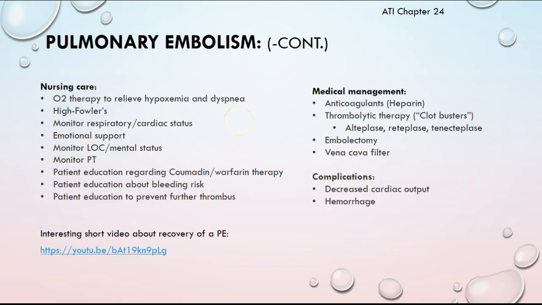Nursing care, if somebody's suspected of having a pulmonary embolism, there really is a high rate of mortality, but some people have actually survived from these, okay? So O2 therapy, high Fowler's, monitor respiration, cardiac status, emotional support. You want to try to keep them calm. Watch their mental status. Monitor their PT levels, educate them, especially after they hopefully have successfully survived one, education about bleeding risks and how to further prevent any additional thrombus.